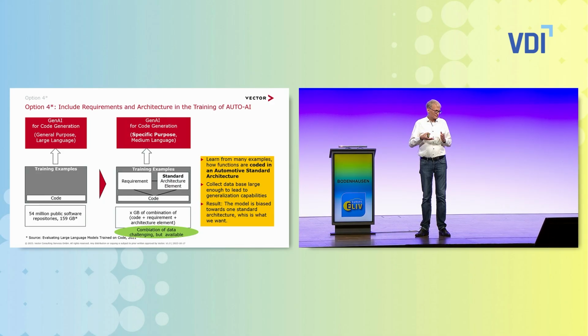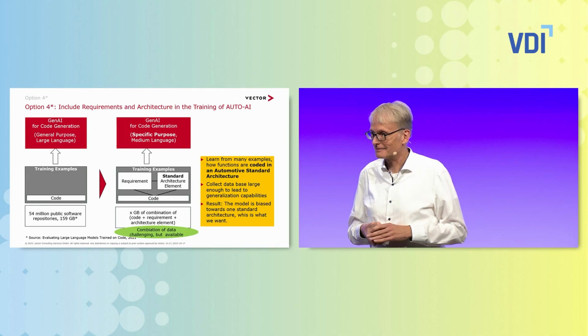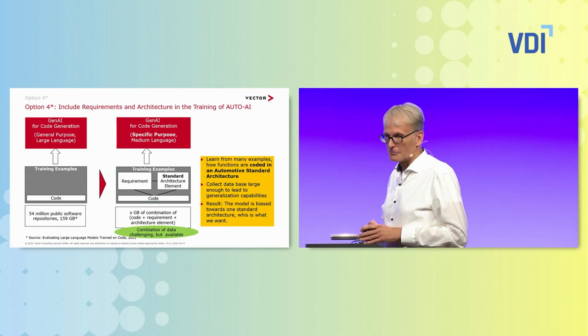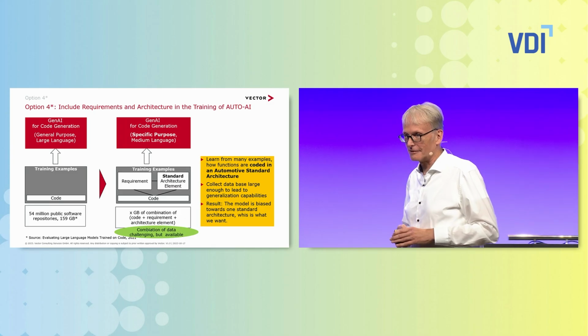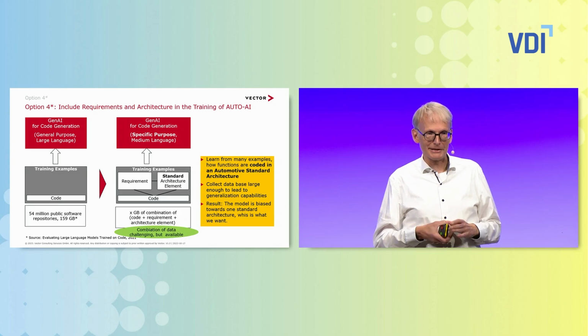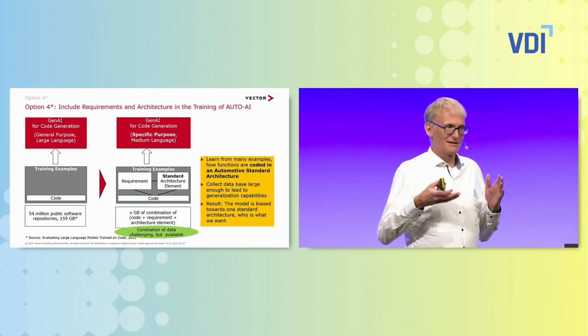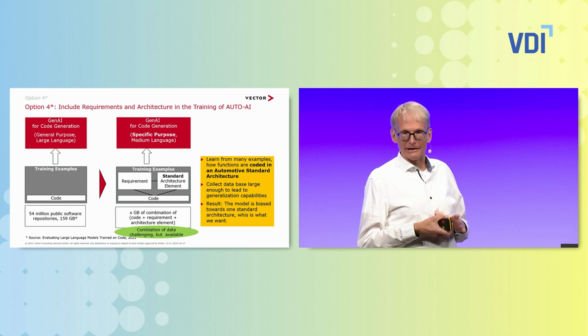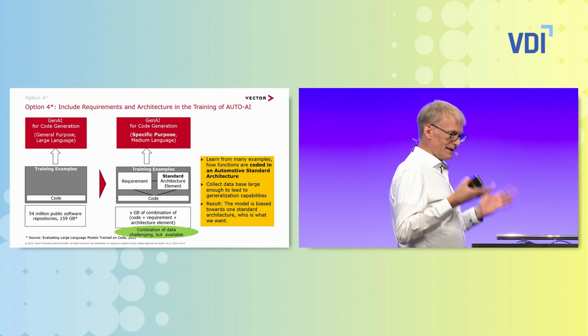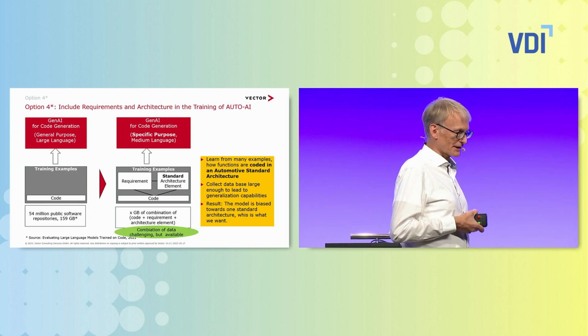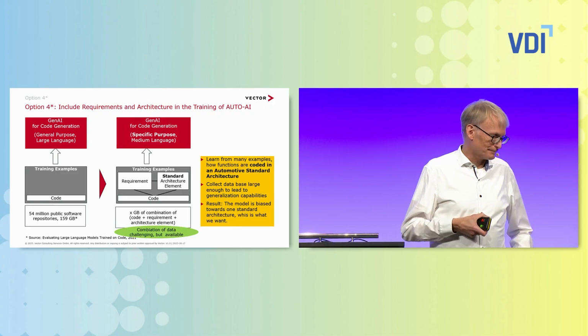So we learn from many examples how functions are coded in an automotive standard architecture. So this, by the way, is what humans are doing that are working in our companies. They learn over time how usually software is written in our industry. And they read the architecture, they read the requirements, and then they start coding.